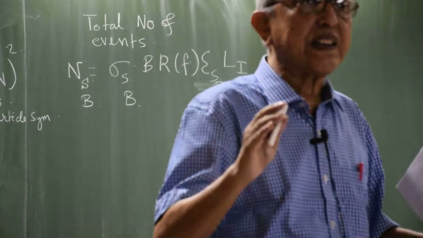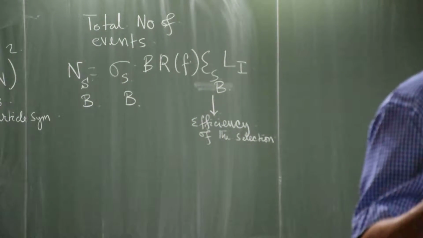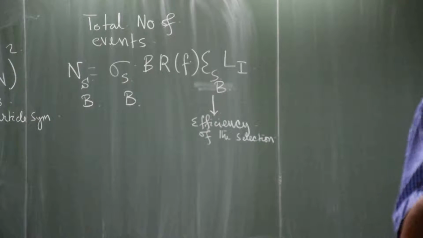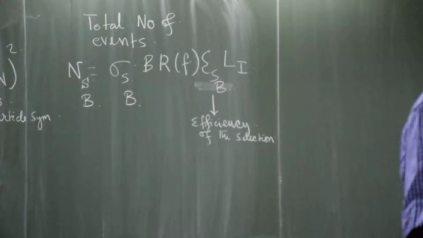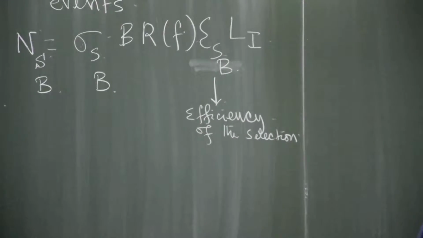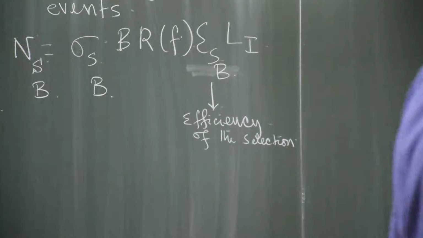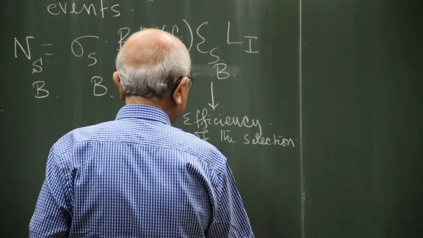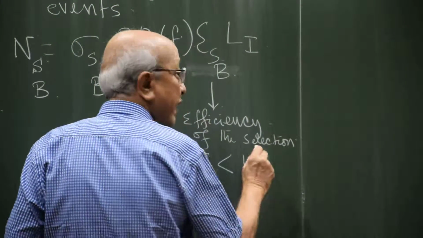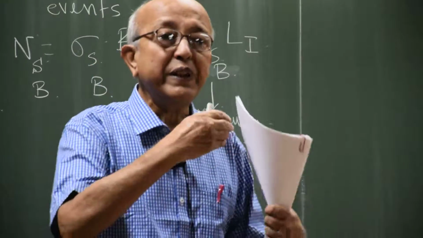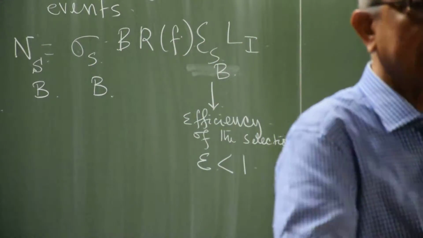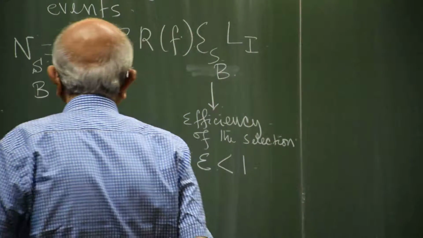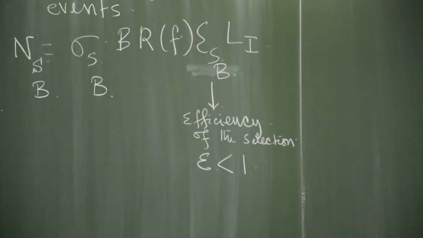That is, if you say that I want the PT of the highest momentum particle to be greater than 50, then you should require this both for the signal as well as for the background, and that will give you an efficiency. Obviously the efficiency is always less than 1 because you will be rejecting certain events. And then Li is the integrated luminosity, as I told you.